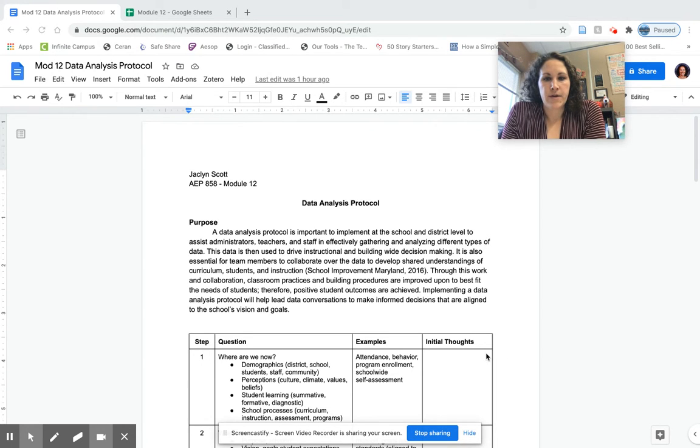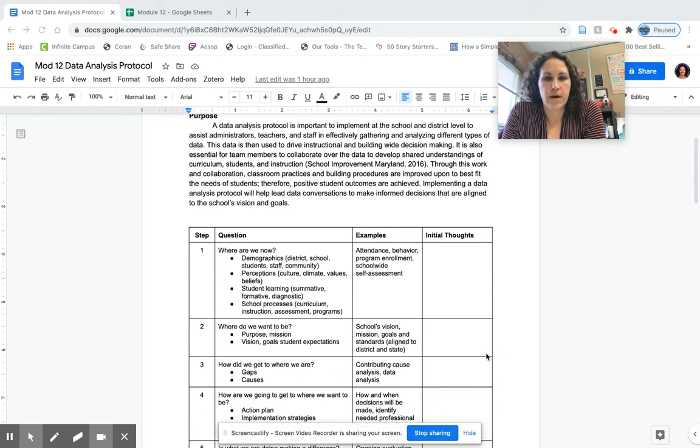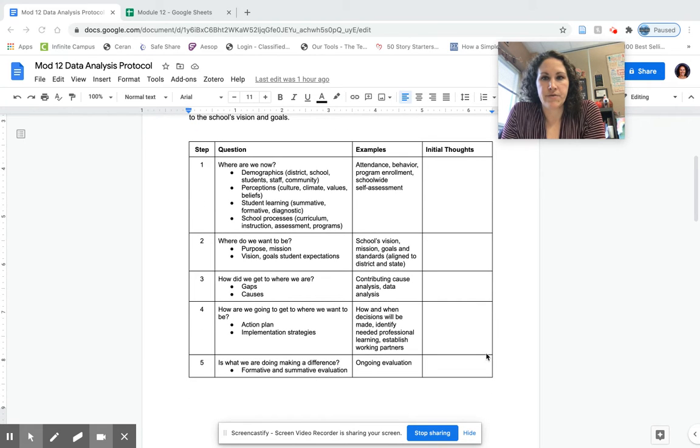So I thought it'd be useful to do more of a table. It's easier to read, it's easier to understand. So I have the 5 steps with the essential questions that need to be answered with data, and this will help create a school improvement plan. So we start off with step 1, where are we now? It gives teachers, staff, administrators the idea of what that includes, examples, and any initial thoughts they have.